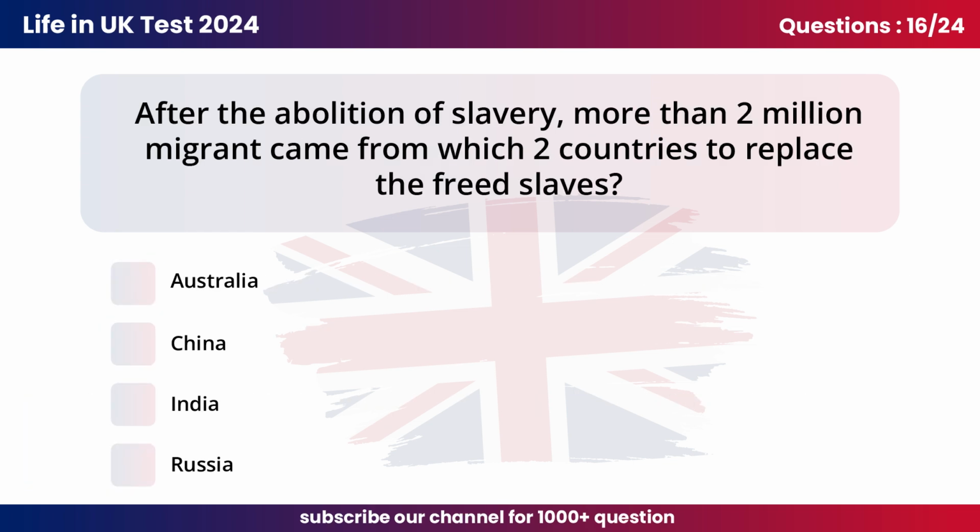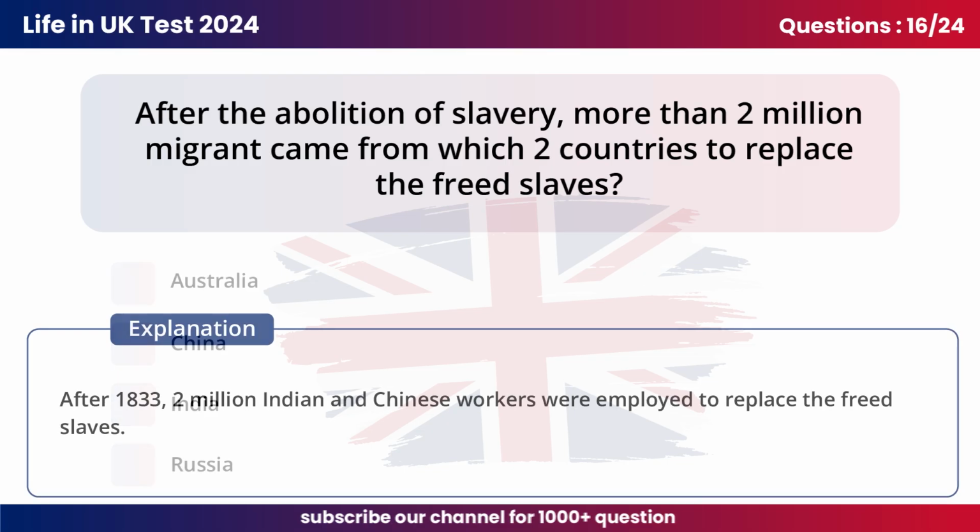Question 16. After the abolition of slavery, more than 2 million migrants came from which TWO countries to replace the freed slaves? B. China. C. India. After 1833, 2 million Indian and Chinese workers were employed to replace the freed slaves.